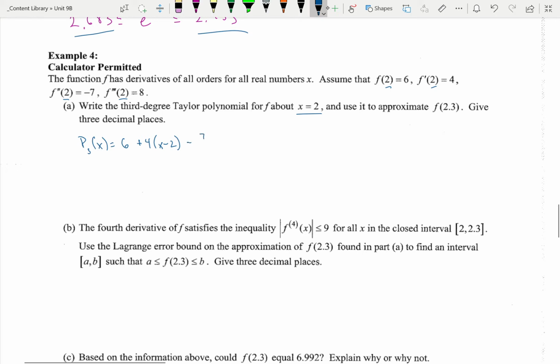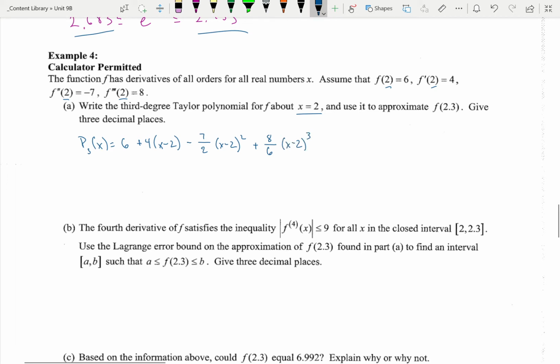I'm going to write it up here because I'm anticipating a denominator of 2 factorial, and x minus 2 is going to be squared. And then the next coefficient is positive 8, so I'll put an 8 here in the numerator, and then we put a 3 factorial, or a 6, on the bottom, and we've got x minus 2 to the third power.